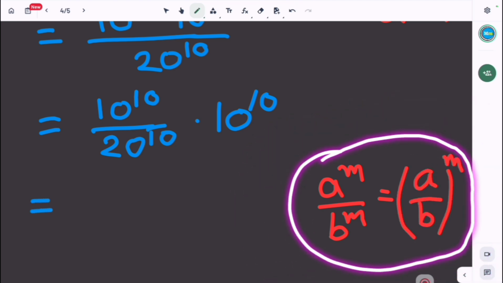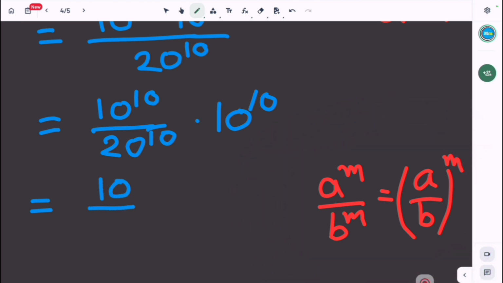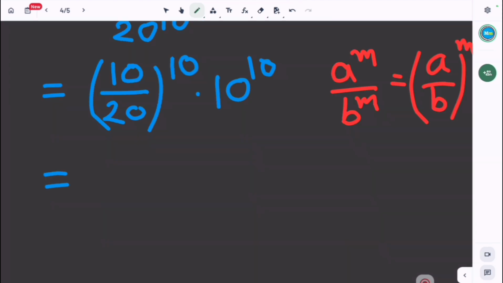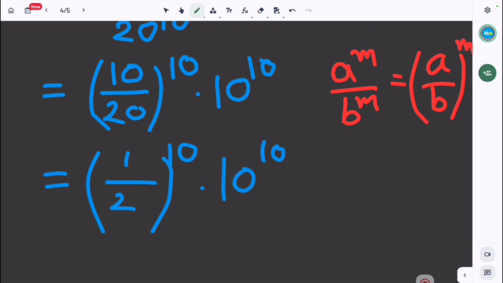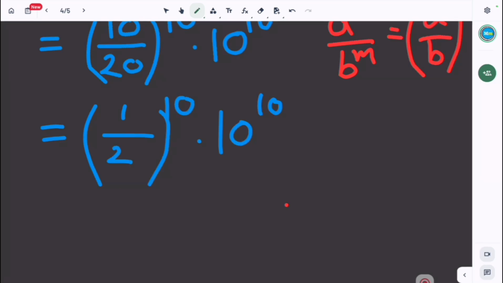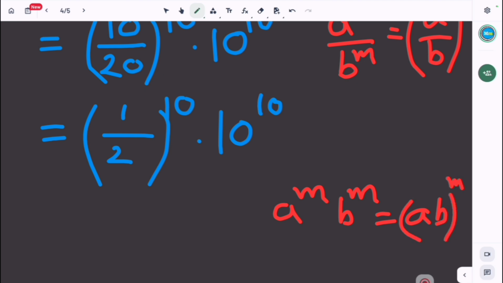So from this formula we can write that 10 by 20 whole to the power 10 into 10 to the power 10 equals to 10 by 20 becomes 1 by 2 whole to the power 10 into 10 to the power 10 as it is. There is one more formula, that is a to the power m into b to the power m equals to ab whole to the power m.